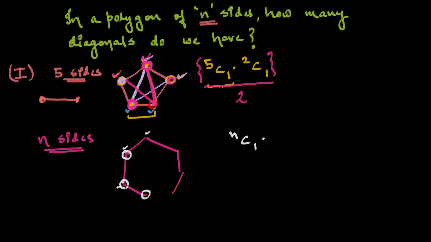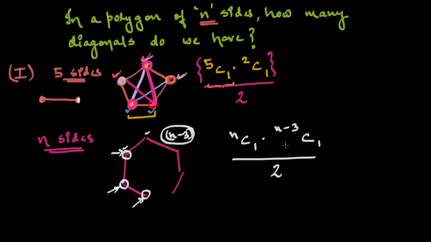So out of total n points available here, I have to subtract 1, 2, and this point itself, total 3 points. So n minus 3 will be total n minus 3 points available, and out of these n minus 3 points, I have to pick another point which will act as my ending point. So out of these n minus 3, I have to pick any one point to get a diagonal. But again as we discussed here, these are double the number of diagonals that we require. So I'll divide this by 2 in order to get the total number of diagonals.